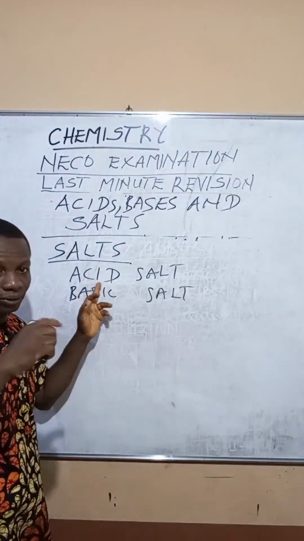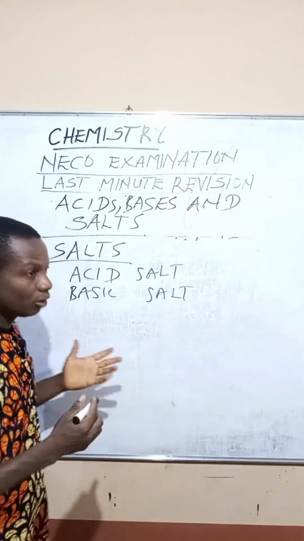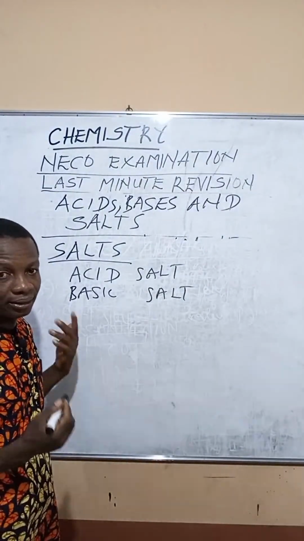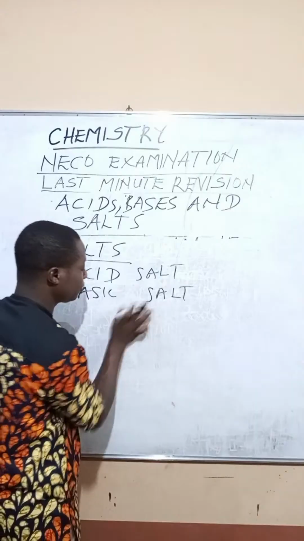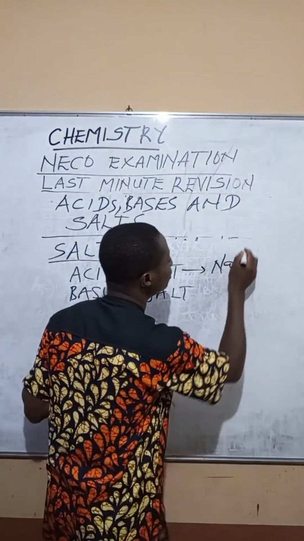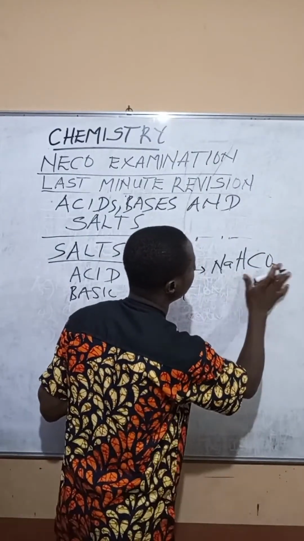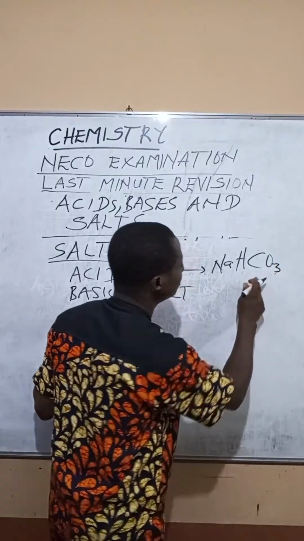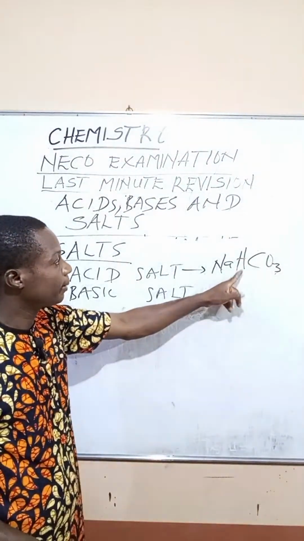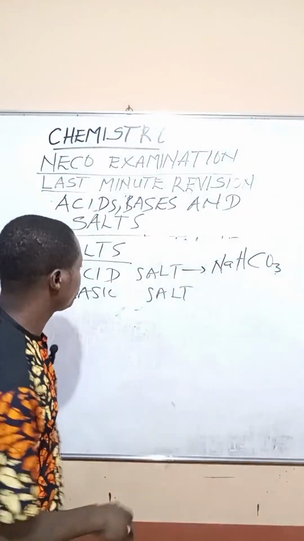An acid salt has hydrogen ion inside, still in the salt, like sodium hydrogen carbonate. Sodium hydrogen carbonate is an acid salt. Look at this. There is a hydrogen ion there, which is what dictates acidity. So this is an acid salt.